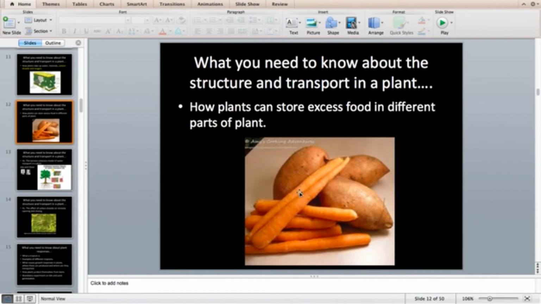Carrots, on the other hand, are considered roots. So carrots store their starch underneath the ground in their roots. Some plants will store it in their leaves, like onions. And other plants will store it in different ways, but just be aware that it gets stored in different parts of the plant.